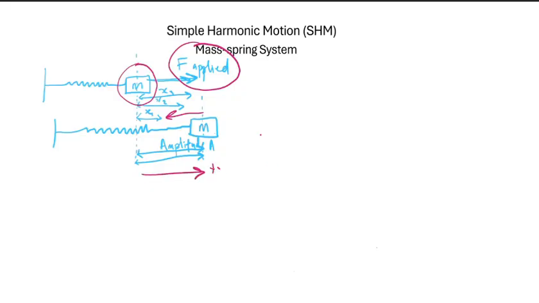Let's assume it is the positive x direction, but the restoring force is going against it. The restoring force wants it to come back to the mean point, so it is pointing backward. That is why they say the restoring force is directly proportional to negative x, because you can see the direction of the displacement and the restoring force are in opposite directions. That's why they put this negative sign for x there.